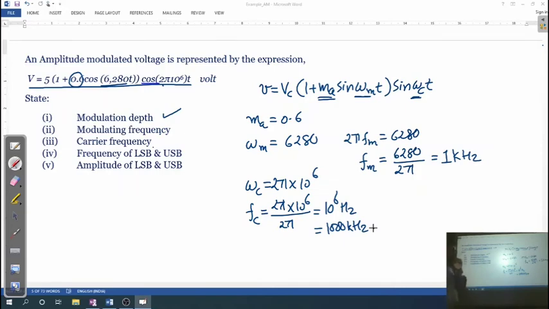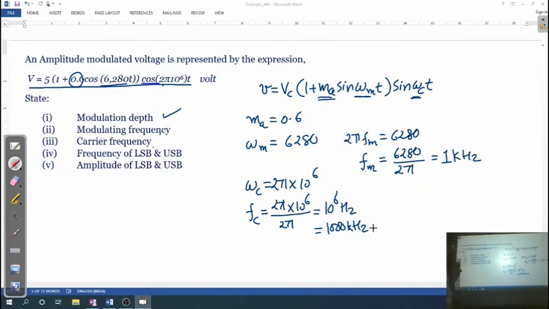Remember, why am I converting into kilohertz? Because next I have to calculate the frequency of LSB and USB. Now my modulating frequency is in the order of kilohertz. So if I write the carrier wave in terms of kilohertz, then easily I can do addition and subtraction. Whenever you are doing addition and subtraction, both frequencies must be in the same order, the same unit. Correct? That's why I am writing 1000 kilohertz.